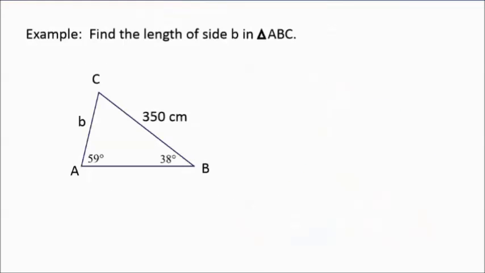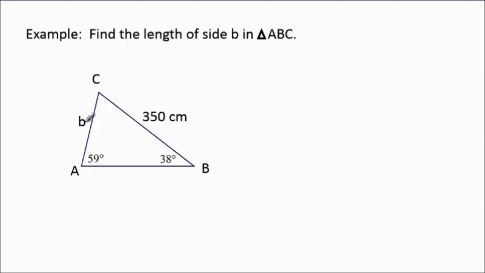Here, I'm going to find the length of side B. So that's what I'm looking for. In this case, I'm going to use the law of sines. I can't use sine, cosine, tangent alone because this isn't a right triangle. All right, now notice I have an angle here, angle A, and I have the side across from it, and I have angle B, and the side across from it is what I'm looking for.